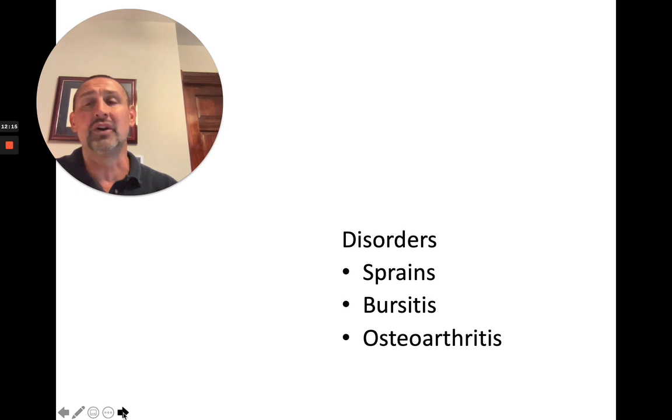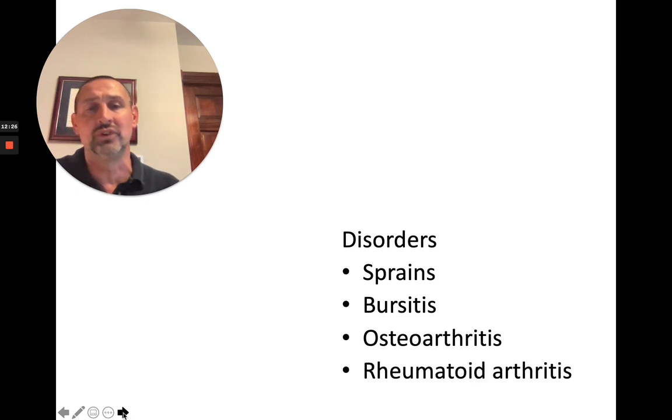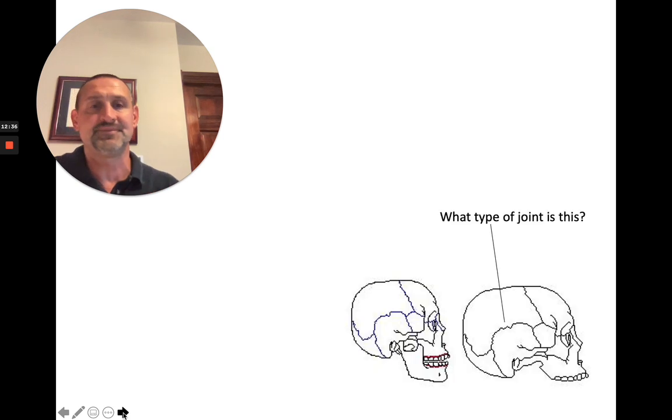Osteoarthritis is an arthritis that is caused by overuse. So for example, a pitcher might get arthritis in their elbow or their shoulder. Rheumatoid arthritis is autoimmune. So we would notice rheumatoid arthritis in both shoulder joints, not just the one that's overused.